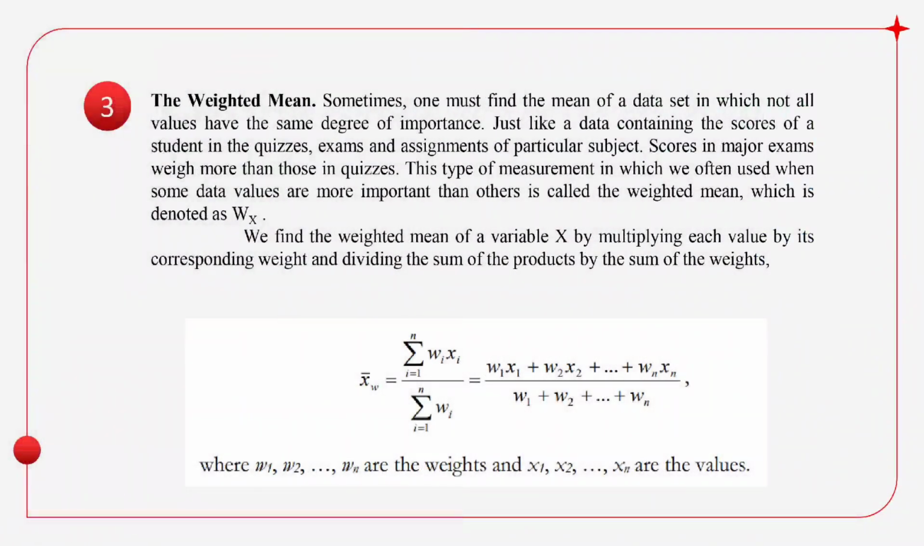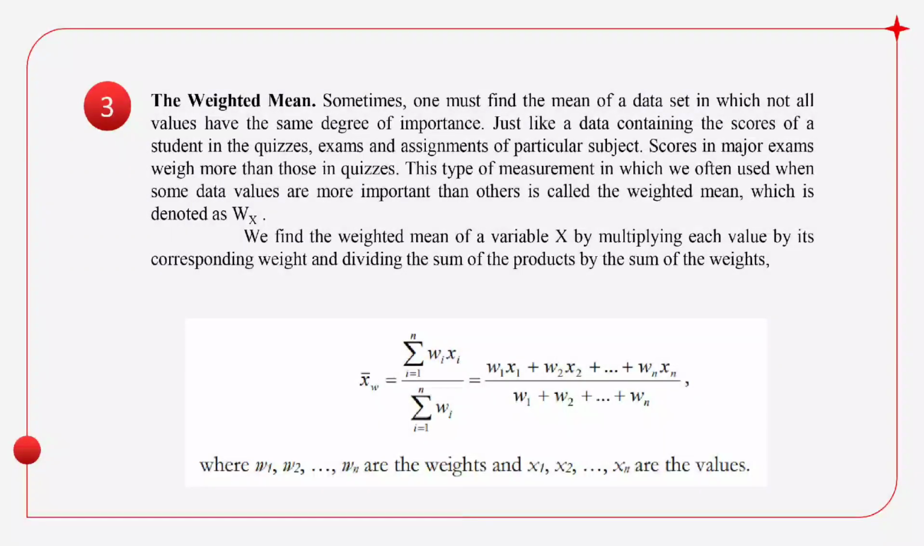The weighted mean. Sometimes one must find the mean of a data set in which not all values have the same degree of importance. For example, McCoy wants to compute his grade point average. He got the following grades in his subjects last semester. The major subjects weigh more than the others. This type of measurement, which we often use when some data values are more important than others, is called the weighted mean. Hence, McCoy's grade point average, denoted as GPA, is the weighted mean x̄w.